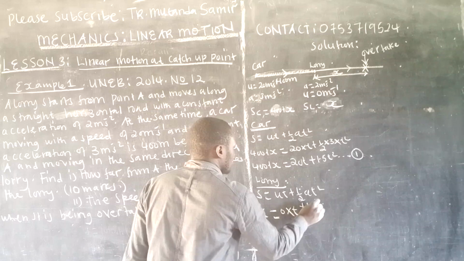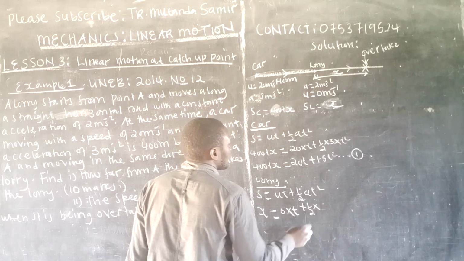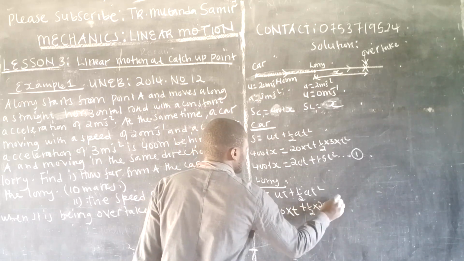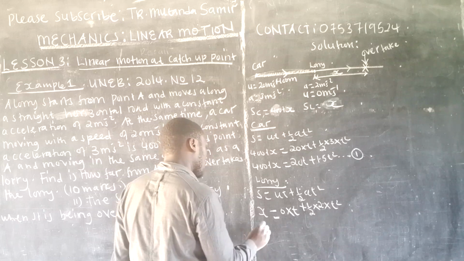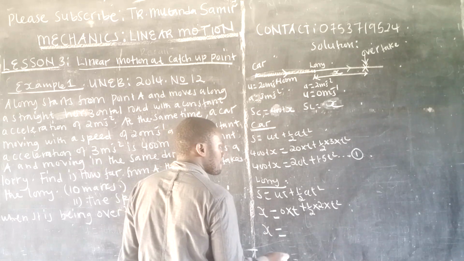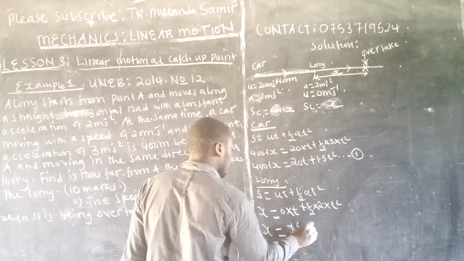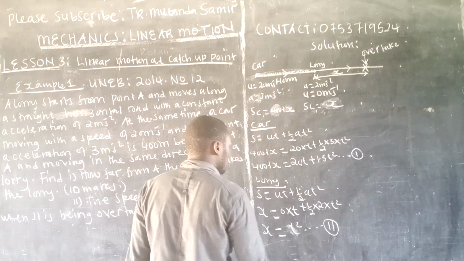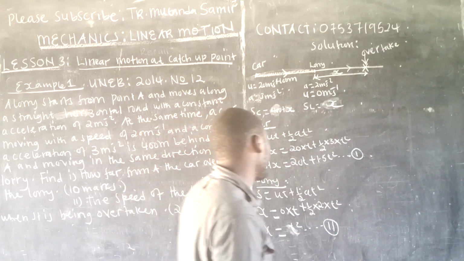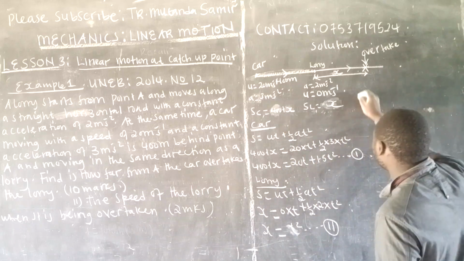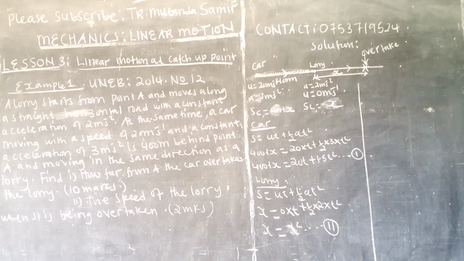Plus times the acceleration, which is 2, times the t, which is squared. So in simple terms, when you cancel this, our x will just be equal to t squared. This is now my equation 2: x equals t squared. That's my equation number 2.